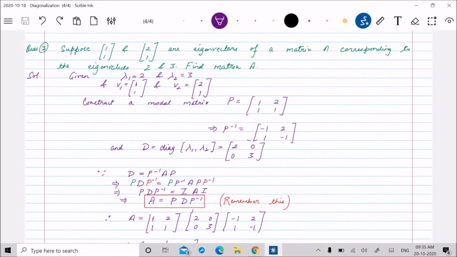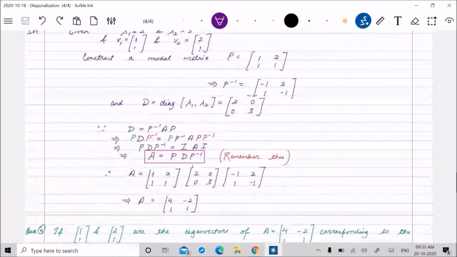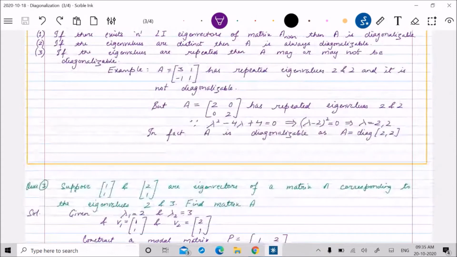Matrix is given, eigenvalues are given. You can always find the eigenvectors like you found in the first question, right? Second, matrix is not given, but eigenvalues and eigenvectors are given.